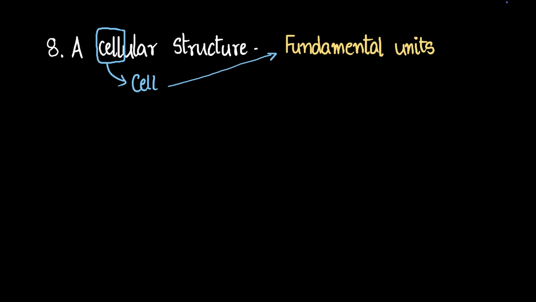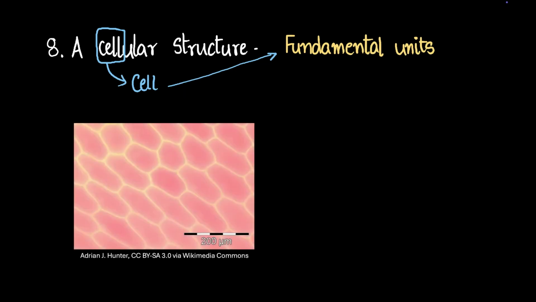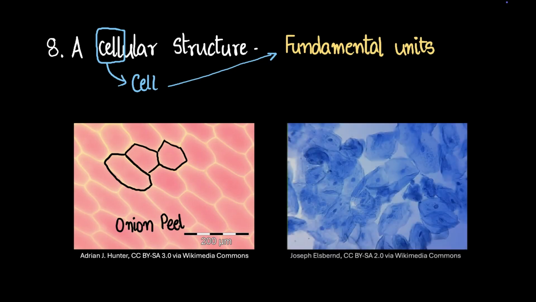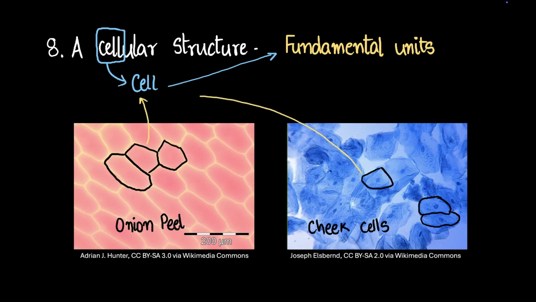If you zoomed into an onion peel, this is how it would look. Can you see these boundaries here like this? These are the boundaries to the cells. These are actually the cells of the onion peel. Or if you zoomed in with a microscope into the cheek cells, this is how they would look. Yes, these are human cheek cells. Can you see those cells there? Right? So these are cells.